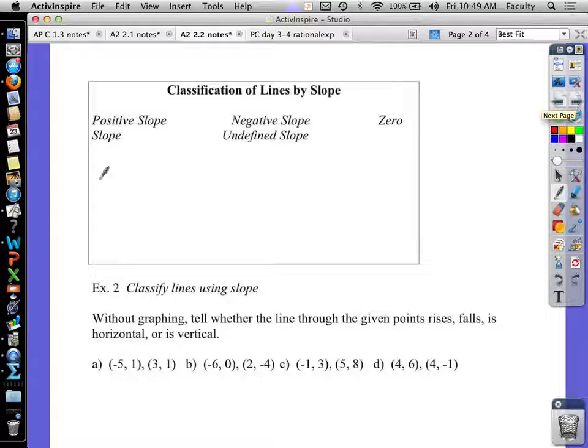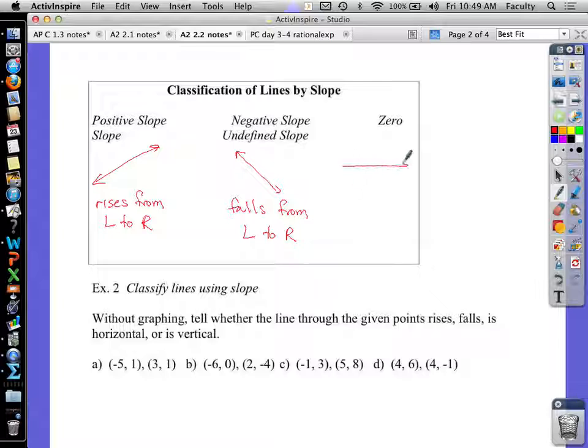All right, positive slope rises from left to right. Negative slope falls from left to right. A horizontal line has 0 slope. And a vertical line has slope that's undefined. Okay? So because of time, we're only going to do A and B here.